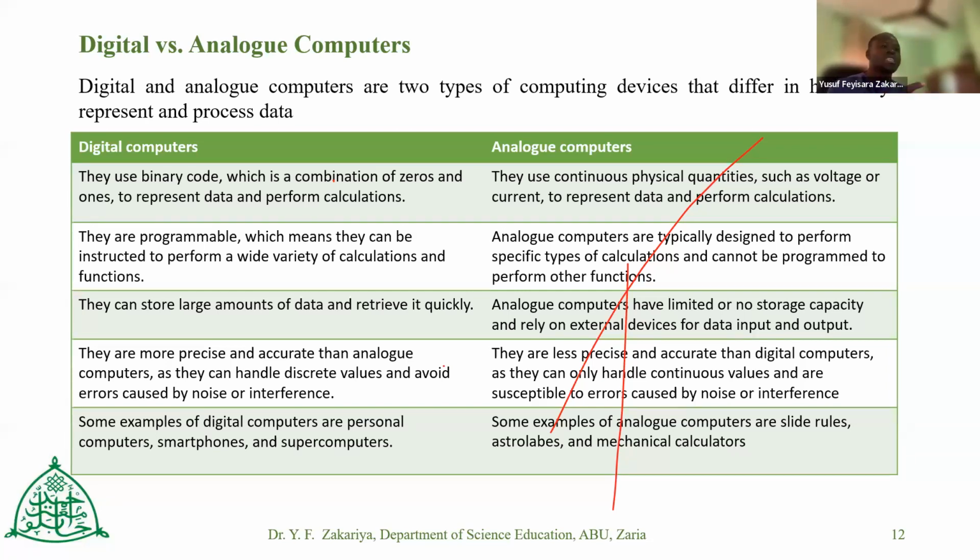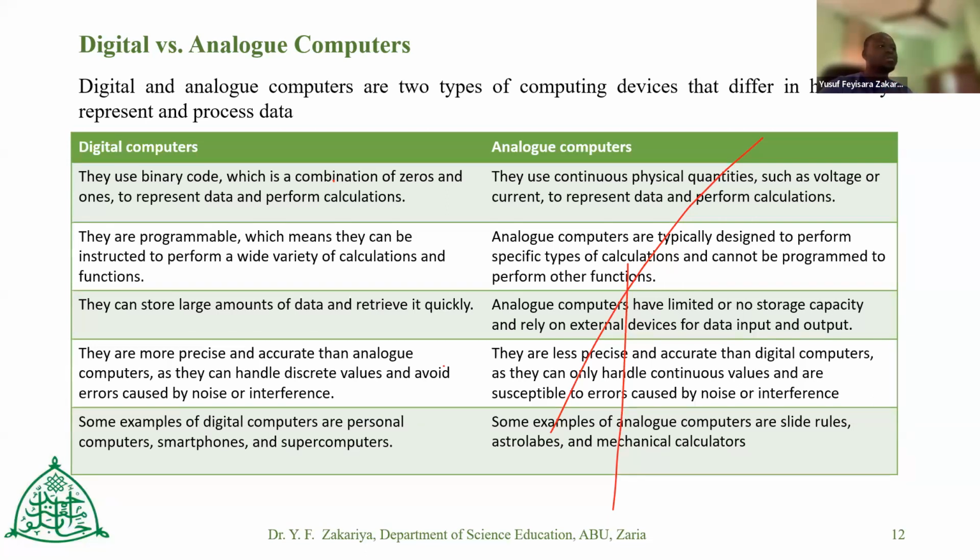I must make a note here. This particular table is not in your note. It's not in the lesson note I sent to you, so you have to take this with care. In the note I sent to you, when I made a distinction between digital and analog computers, it was just a few lines. But here you have a more robust distinction between the digital and analog computers.